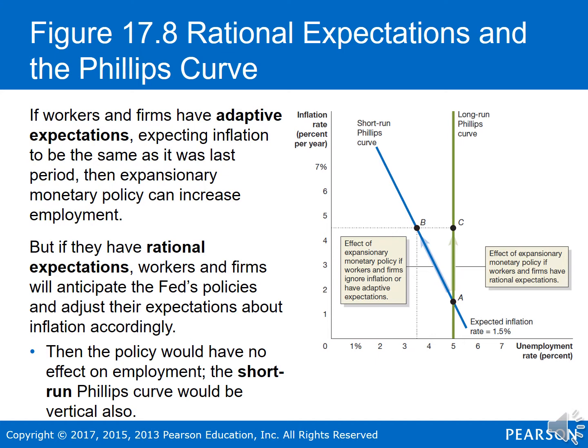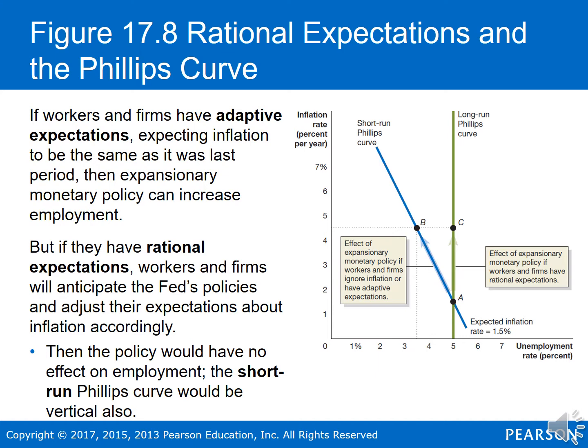But if workers and firms have adaptive expectations, so they're anticipating the previous year's inflation, Fed policy can have an impact on the unemployment rate and the inflation rate. So we get that sloping short-run Phillips curve that policymakers and economists thought existed in the 1950s and 60s.